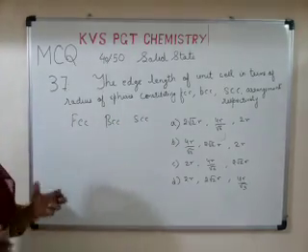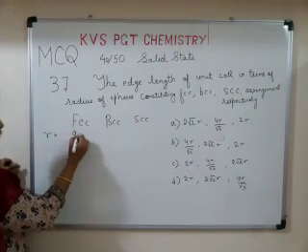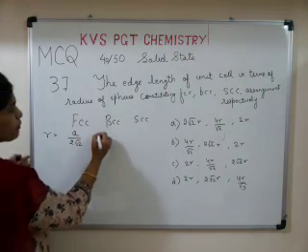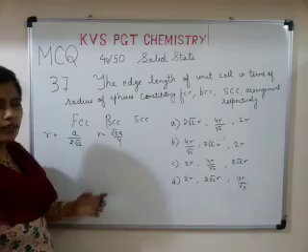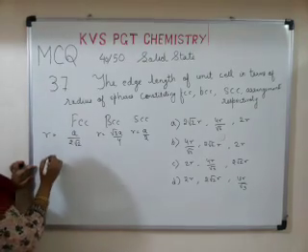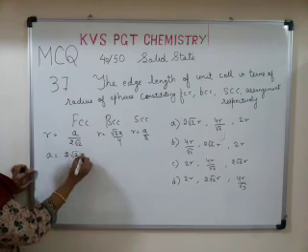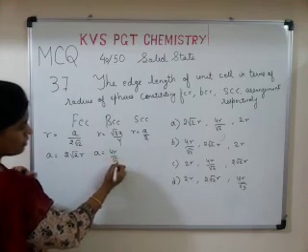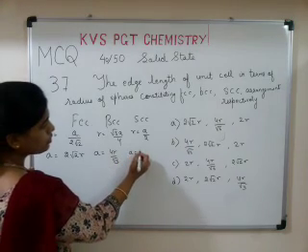We know that what is the relationship between radius and edge length. In FCC, R is equal to a upon 2 root 2. Now what is the value of radius in BCC? R is equal to root 3 a by 4. Now in the simple cubic cell, R equals a upon 2. Now calculate for the value of a. You will get in FCC a equals 2 root 2 R, right? In BCC a equals 4R upon root 3, right? Similarly in simple cubic cell a equals 2R.